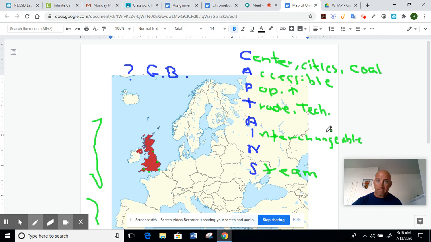We're going to keep A as accessible, frankly, because I couldn't think of another A. But remember, it's really important. If something is accessible, that's because of its geography. If the factories were in mountains, it would be harder to get to those products, harder to ship those products.